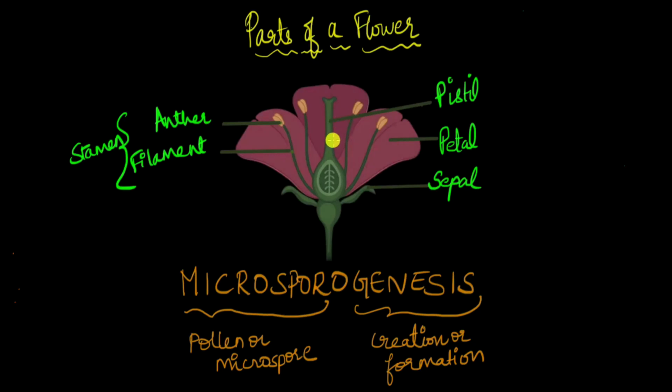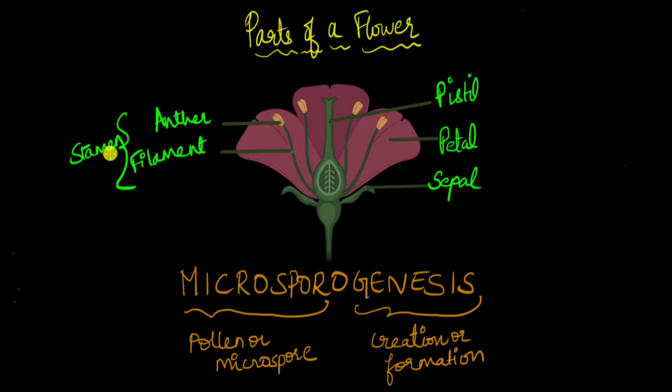The flower is not just an ornamental part of the plant. It performs an important function in angiosperms. It contains the male and female reproductive structures which produce the gametes in flowering plants. The male reproductive structure is called the stamen and the female reproductive structure is called the pistil.